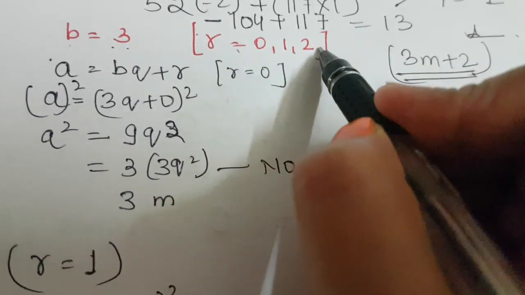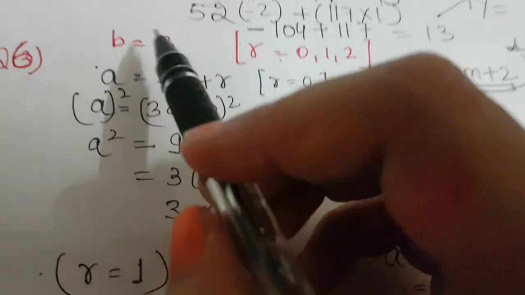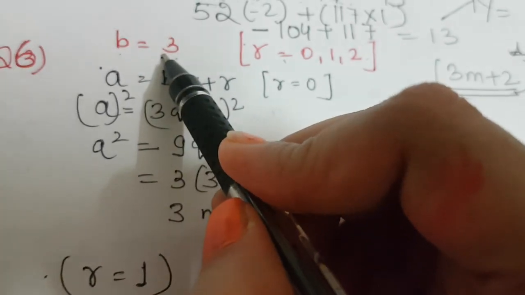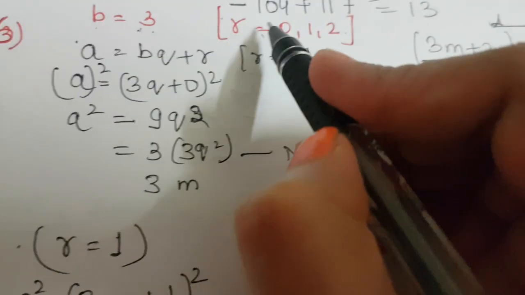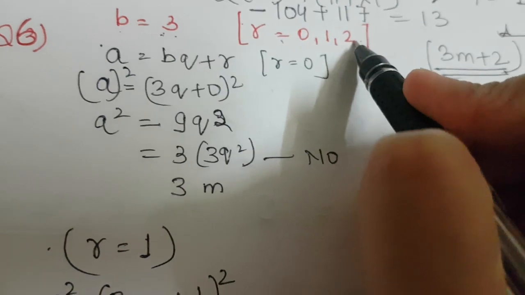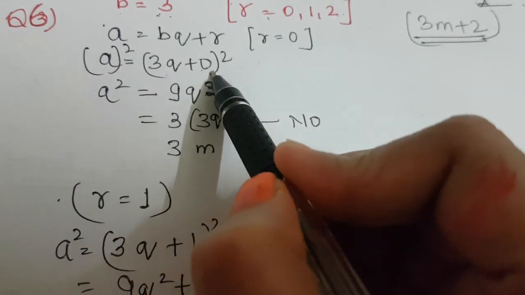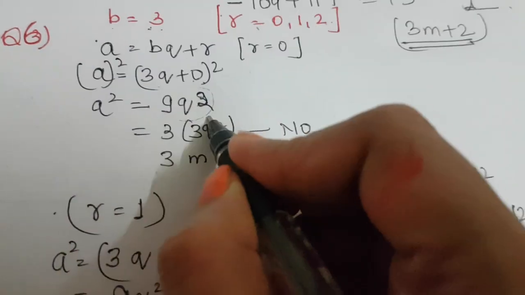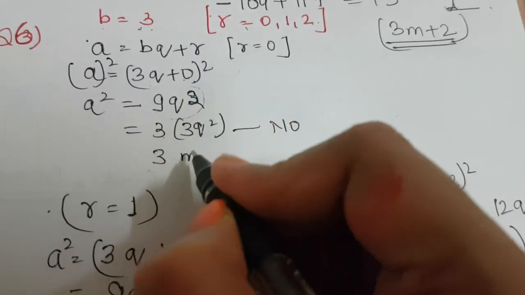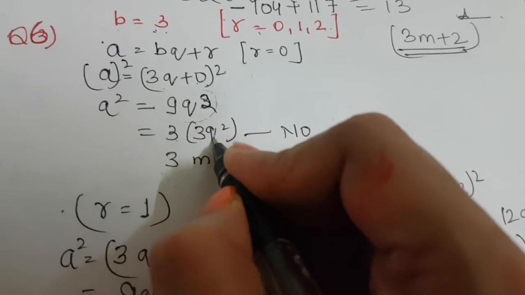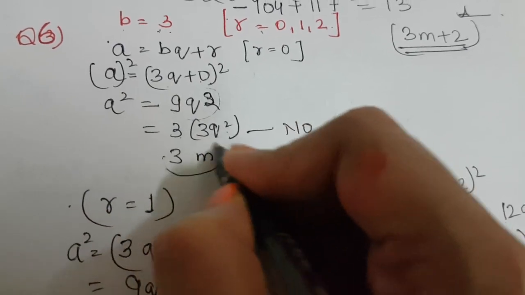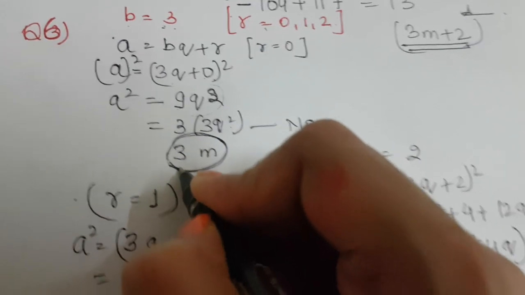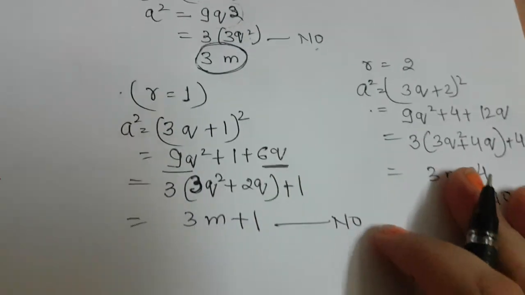The b is 3, so r will be 0, 1, 2, meaning r is less than 3 and greater than or equal to 0. So one by one we will put the values of r: 0, 1 and 2. First I have put the value 0 here. By this the answer is coming 9q square. If we take 3 common, what will be inside the bracket? 3q square. So this is in the form of 3m, not in 3m plus 2. So you write no here.